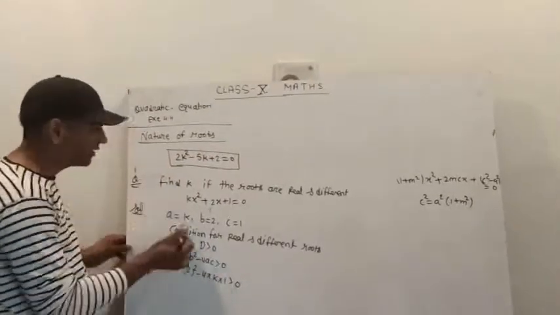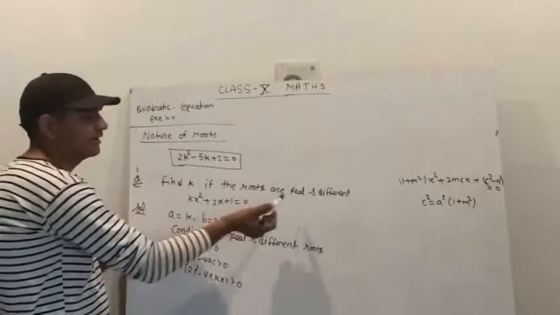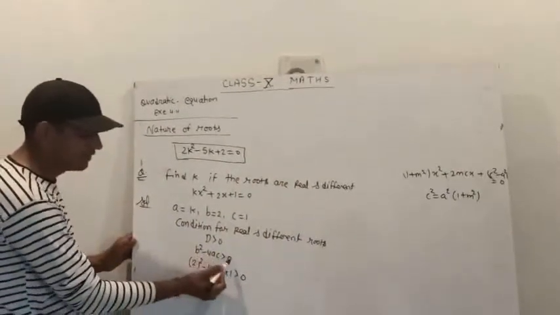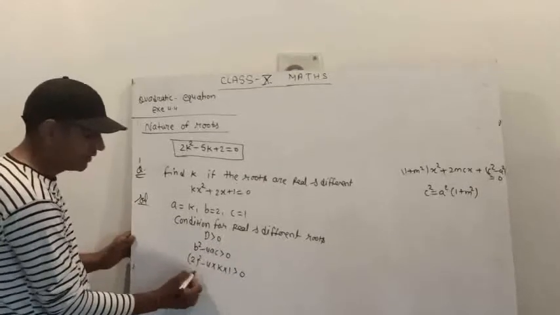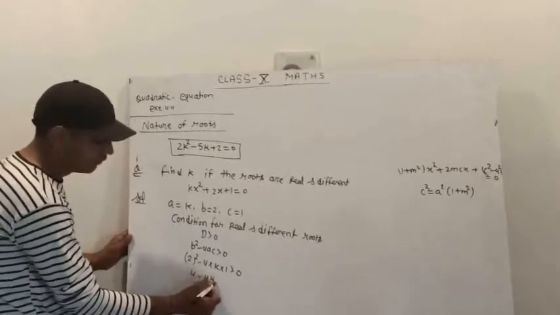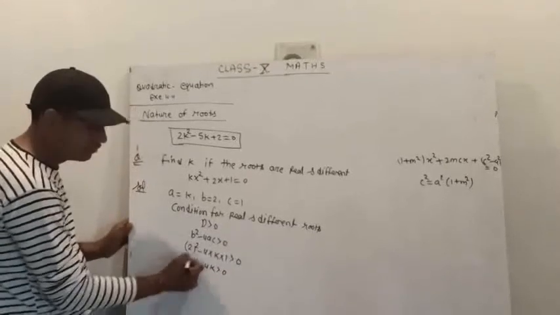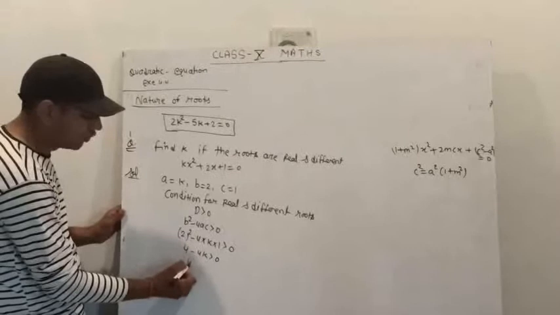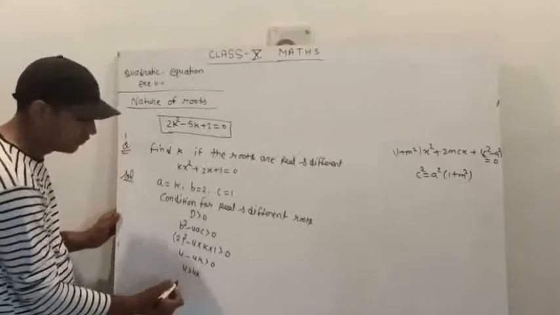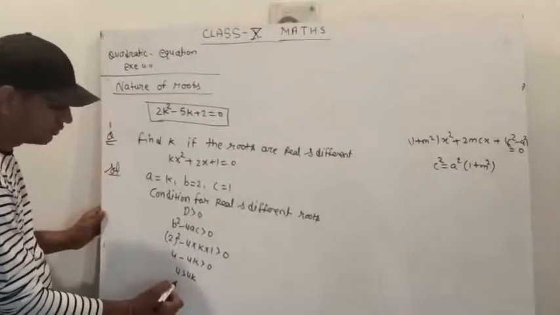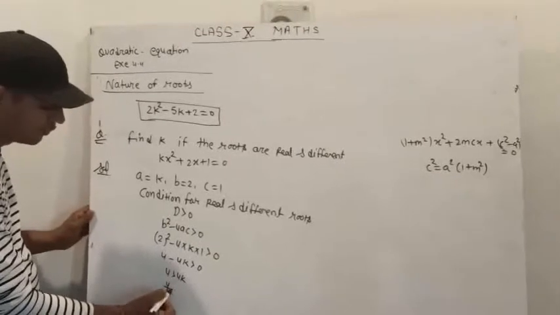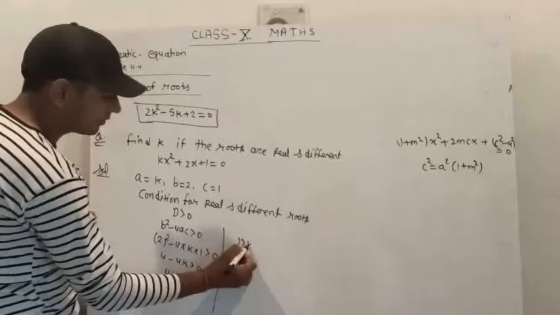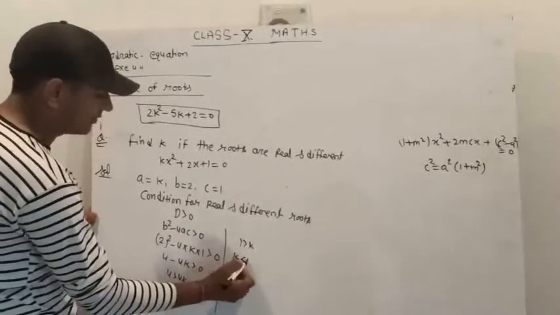Now next क्वेश्चन क्या था? k वैल्यू कैलकुलेट करना है. रूट्स आर रियल एंड डिफरेंट. So b square minus 4ac greater than 0. 2 square है 4 minus 4k is greater than 0. Now 4k is transferred there. So 4 is greater than 4k, or we can write 4 by 4 greater than k, or 1 greater than k, or we can say k is less than 1.